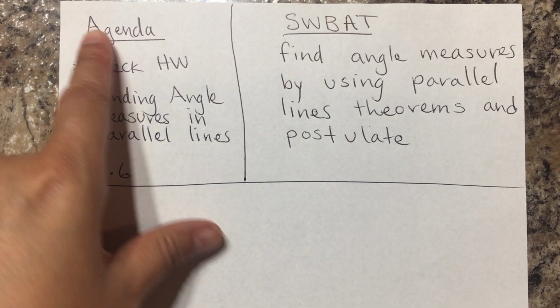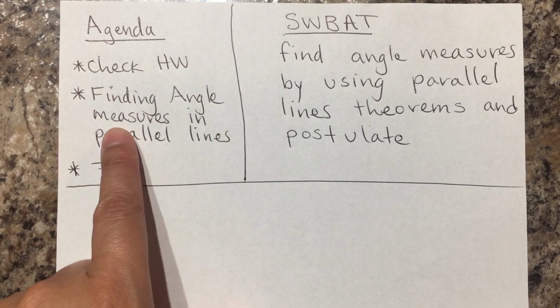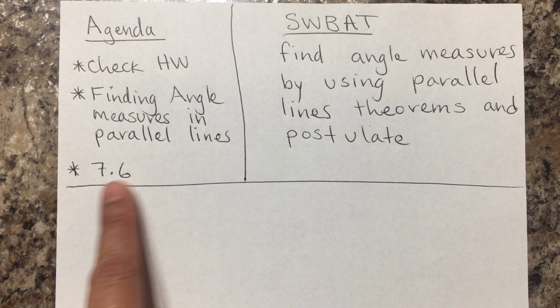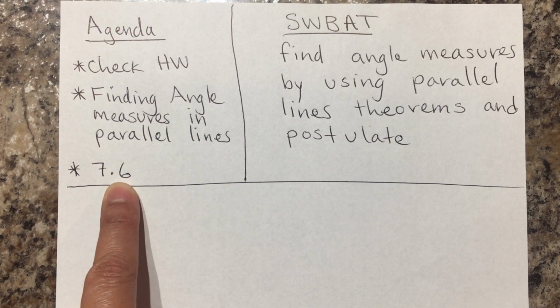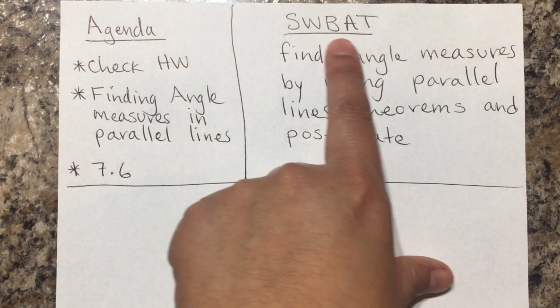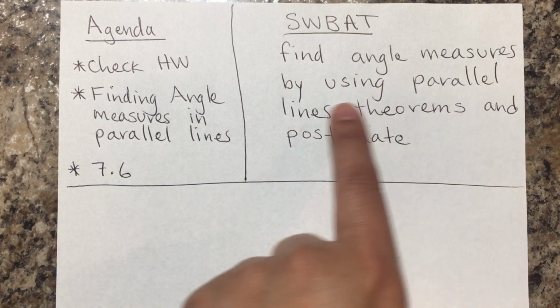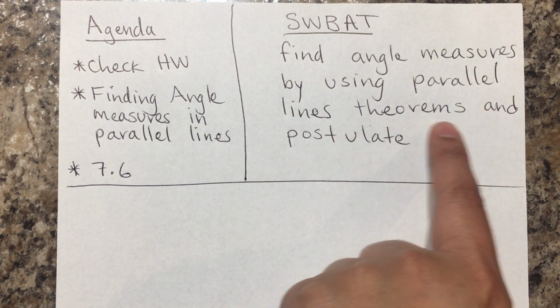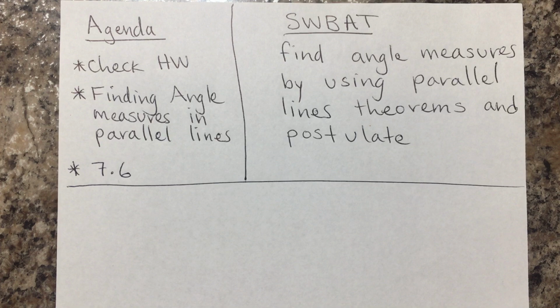Hello students, today's agenda is to check homework. We'll be finding angle measures in parallel lines and you will be able to do 7.6. Today students will be able to find angle measures by using parallel line theorems and postulate.